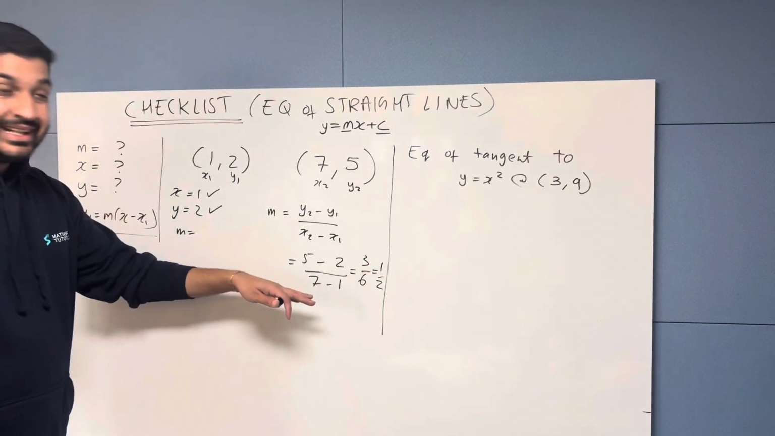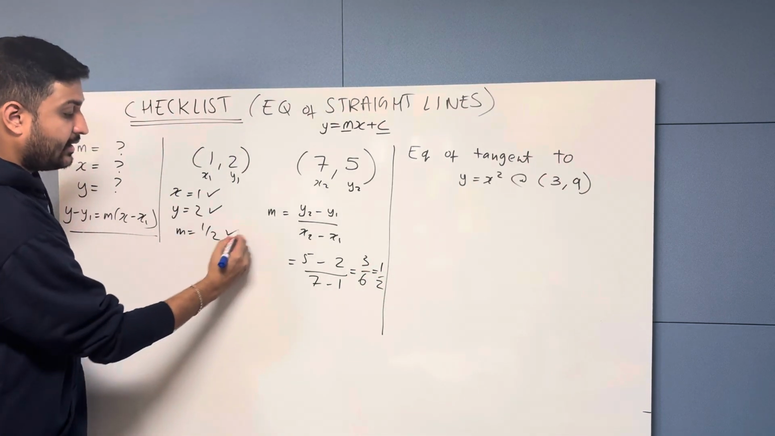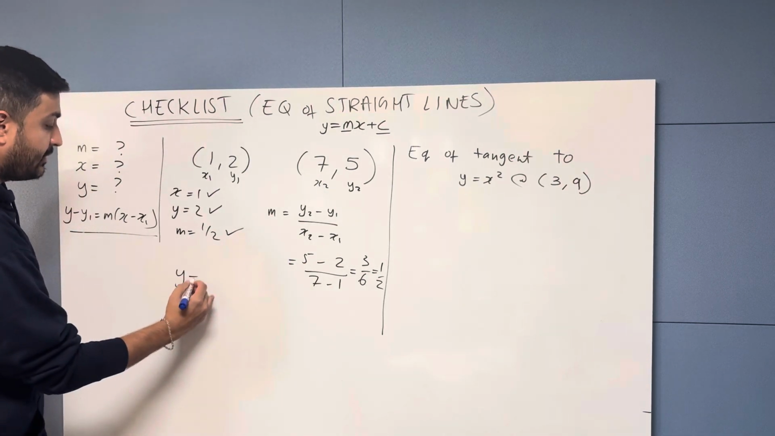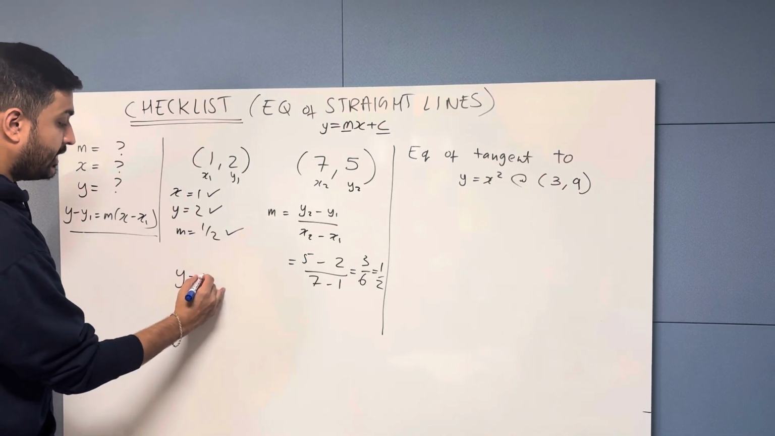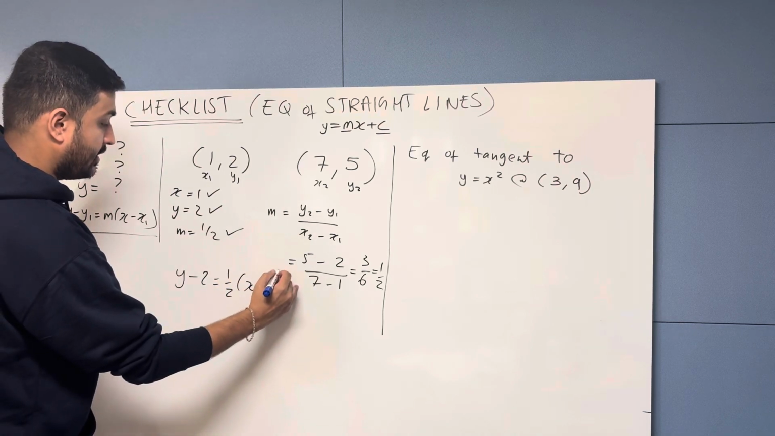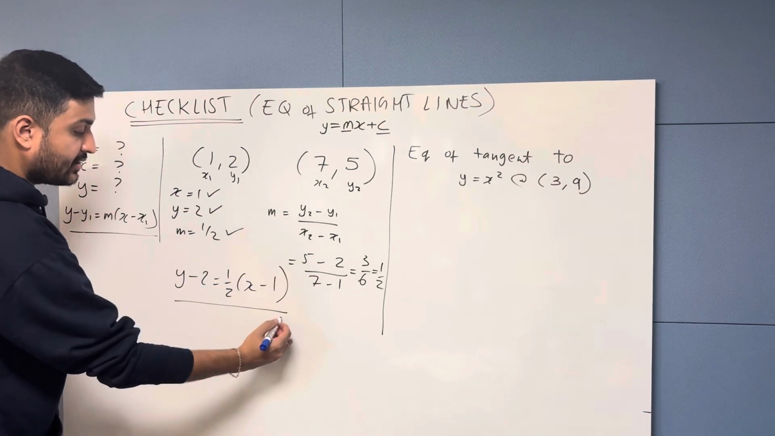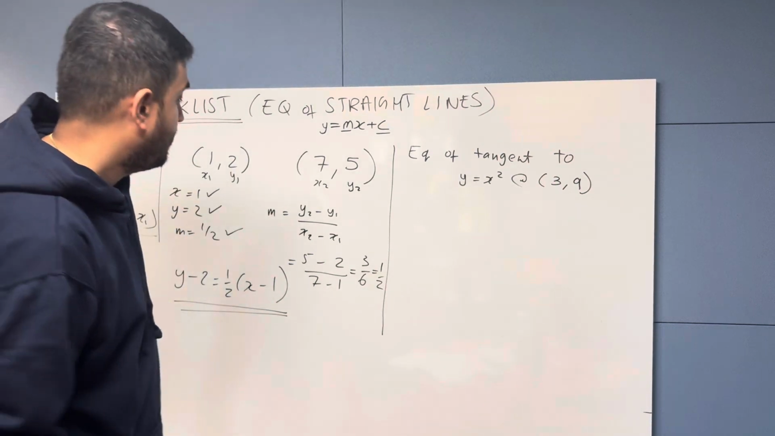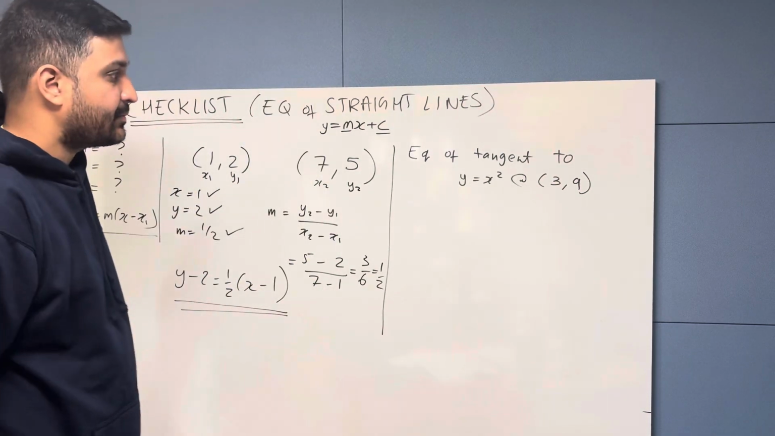So I've now got my gradient. That's great, I can tick that off. My checklist is complete, so I'm now going to get the equation of my line: y - 2 = 1/2(x - 1). That is the equation of the line, and I can expand the brackets to get into any form I want. That's fine when you've got coordinates in space like this.